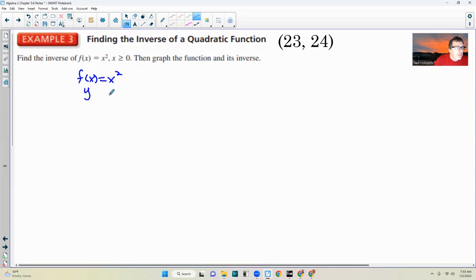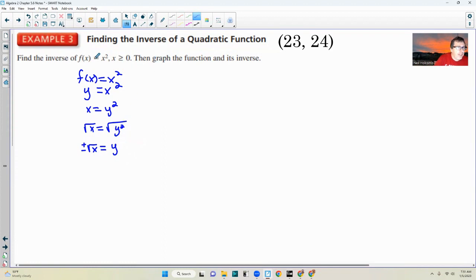So the first thing you always do is change f of x to y equals x squared. Switch the x and the y. So now it's going to be x equals y squared. And then to finish this, I need to take the square root of each side. So I'm going to take the square root of x equals the square root of y squared. So this is going to be plus or minus the square root of x equals y. Okay, so now I have y equals the square root of x, y equals negative the square root of x.